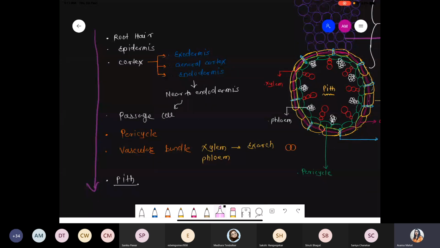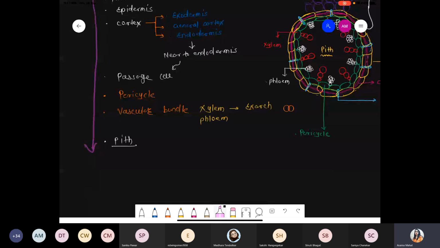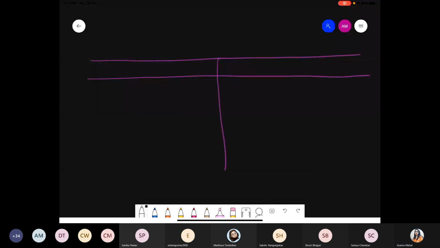So quickly divide your page into two sections. Now we are talking about a few differences between dicot root and monocot root. Ma'am, could you please scroll up a bit? One second, beta. Dicot root, and we compare this point with monocot root.